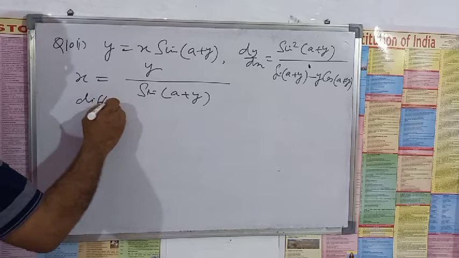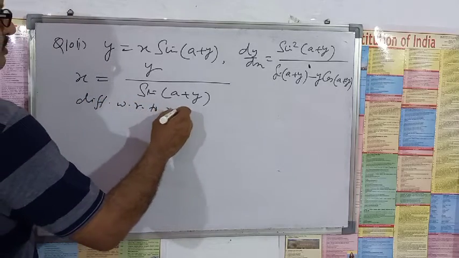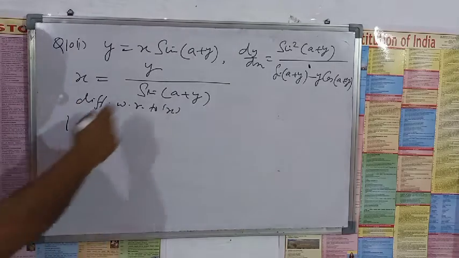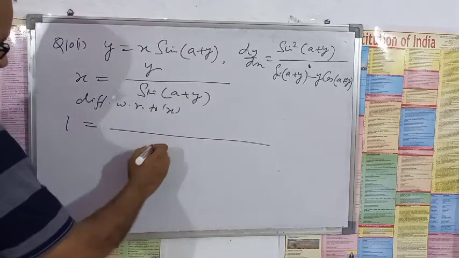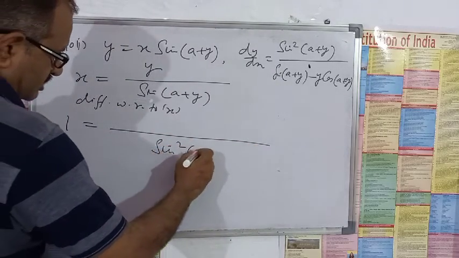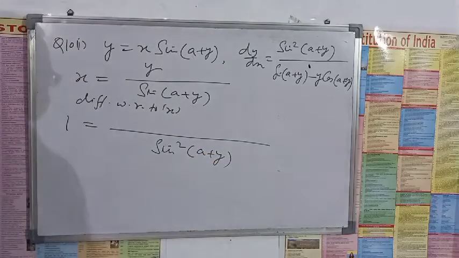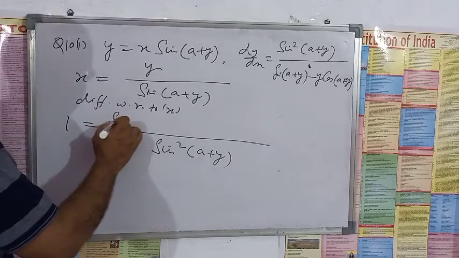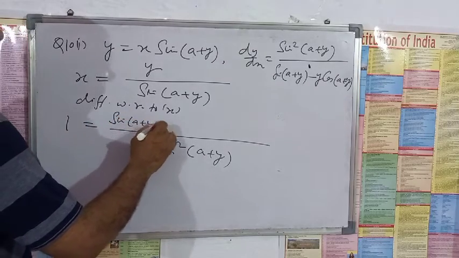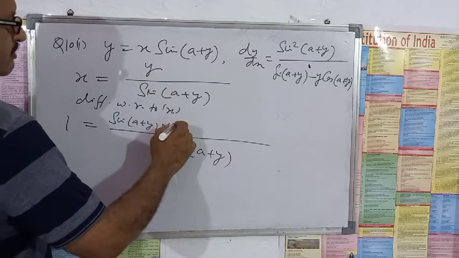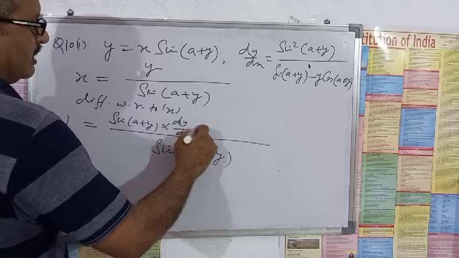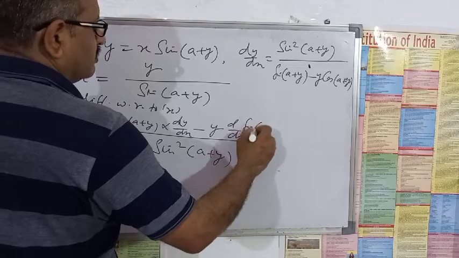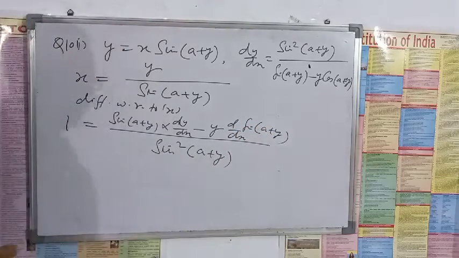So differentiating with respect to x, this side will be 1. Right side we apply the quotient rule. So it will be sine square a plus y, the square of the denominator. Sine a plus y, the denominator, into derivative of numerator dy by dx, minus numerator y into derivative of denominator sine a plus y.